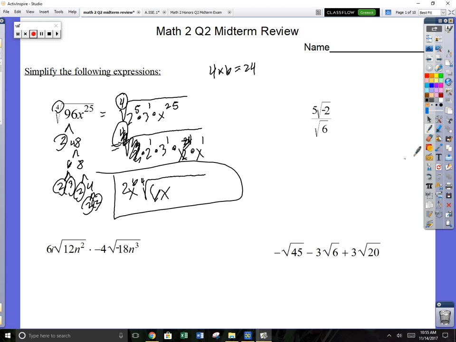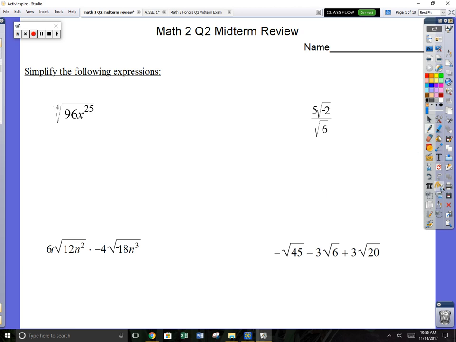Okay, the second one. You can simplify this fraction right here before you do anything. That is like 2/6. You need to change that to 1/3. So here we go. We got 5 square root negative 1 over square root 3. Okay, so we got 1/3. Now, this is a big red flag right here. So attention, attention, attention.